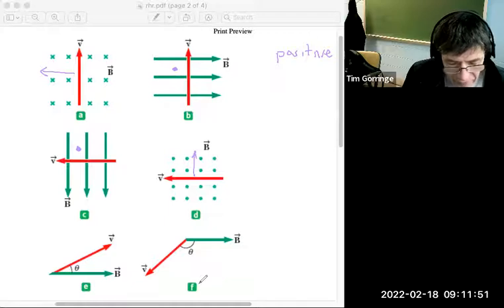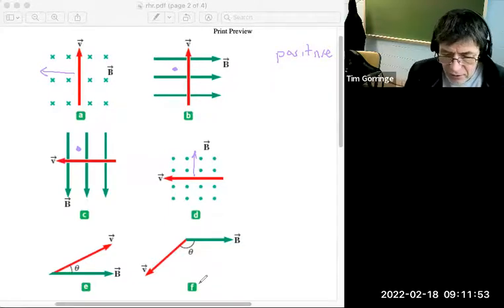E and F. Now maybe these look a little scary because it's not right angles between the directions of the velocity vector and the magnetic field vector. But still, the right-hand rule applies. Still, you point the palm of your hand in the direction of the velocity vector, and then curl your fingers towards the magnetic field direction.